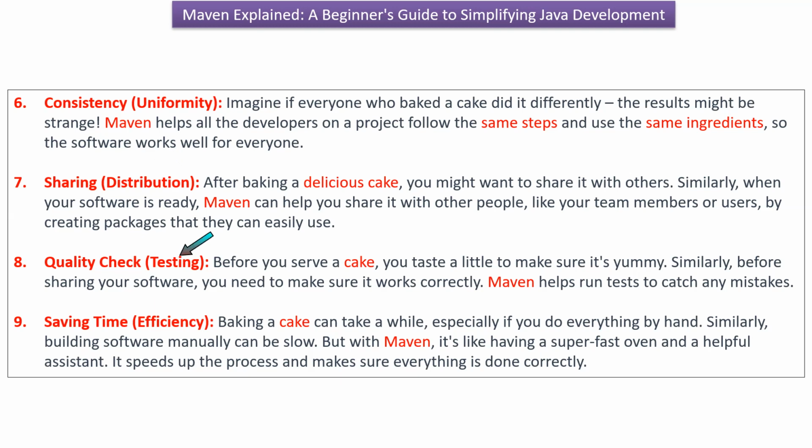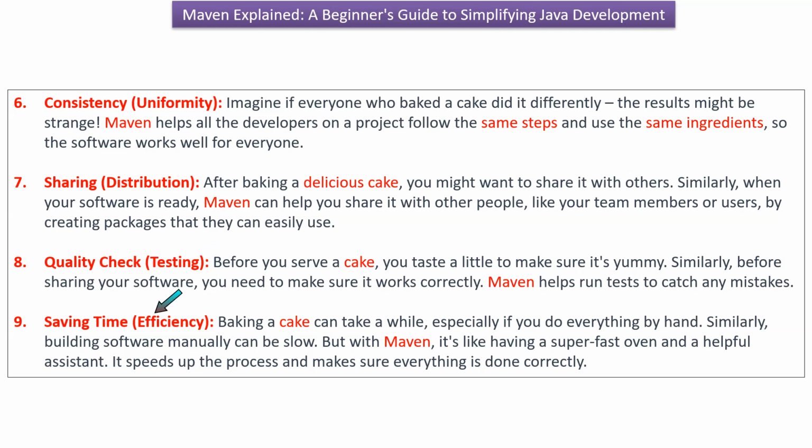Eighth point is quality check, which is equivalent to testing. Before you serve the cake, you taste a little bit to make sure it is yummy. Similarly, before sharing your software, you need to make sure it works properly. Maven helps run tests to catch any mistakes.